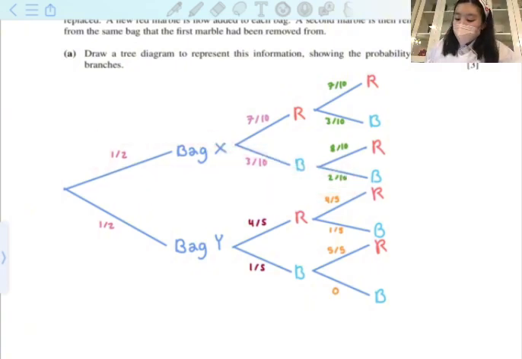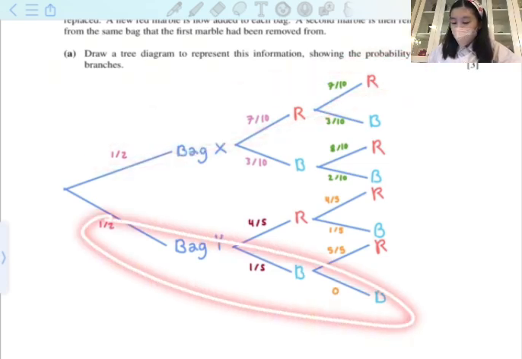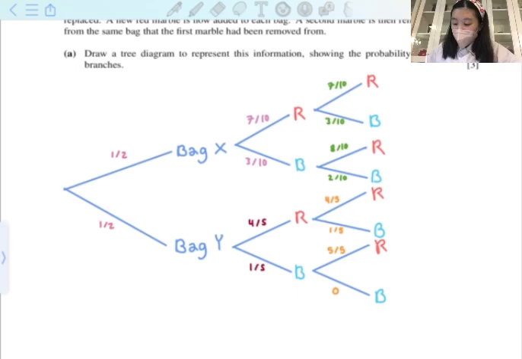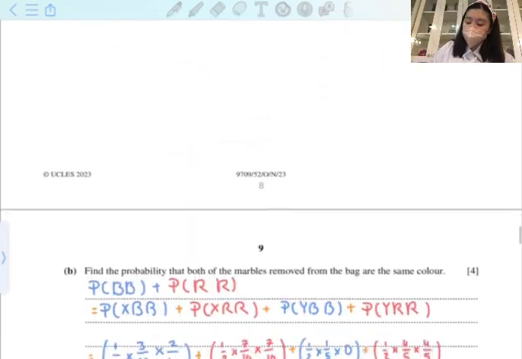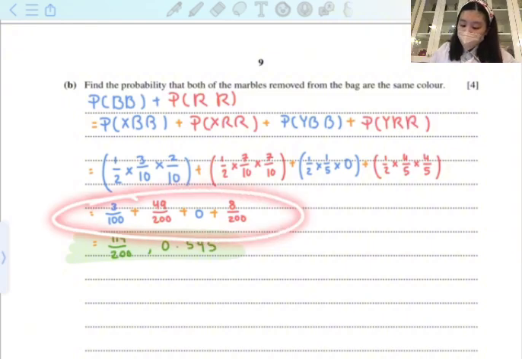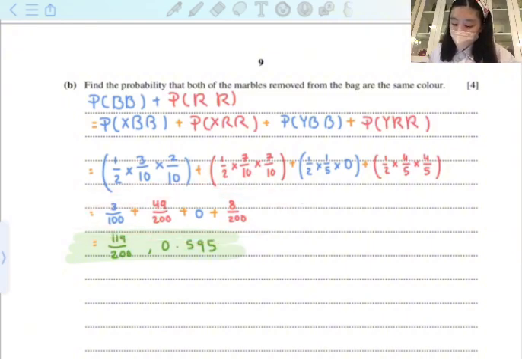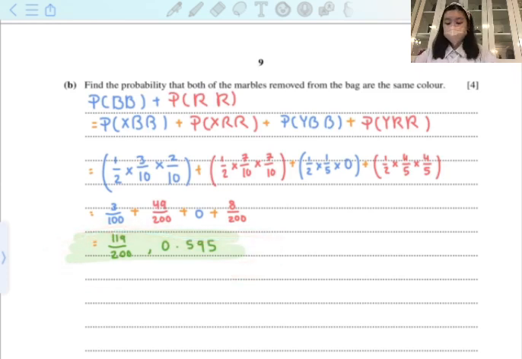You can also apply the same thing for an X double red, a Y double blue. Well, not really a Y double blue, because remember, anything times 0 will be 0. But you can do the same thing for bag Y double red. Once you've crunched the numbers, and hopefully your calculator does not have a character limit, it will be 109/200, or 0.595 to 3 significant figures.